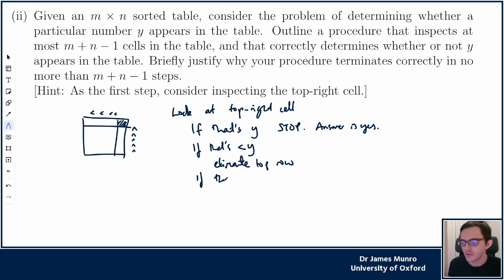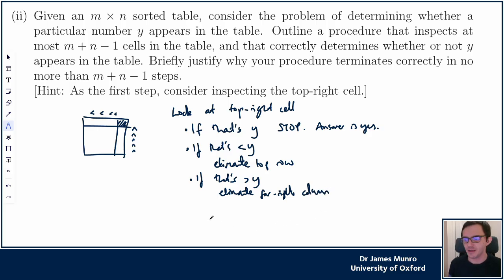And this is the last case here in my three cases: if that is bigger than y, then this is too big, and also everything in the column is too big as well, because the column's sorted. There's no chance that any of these are y, so eliminate the far right column.